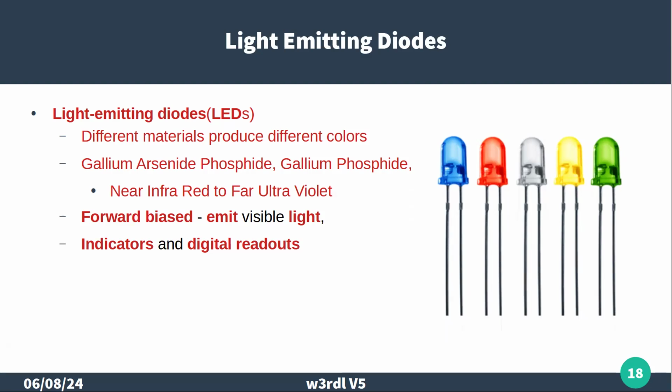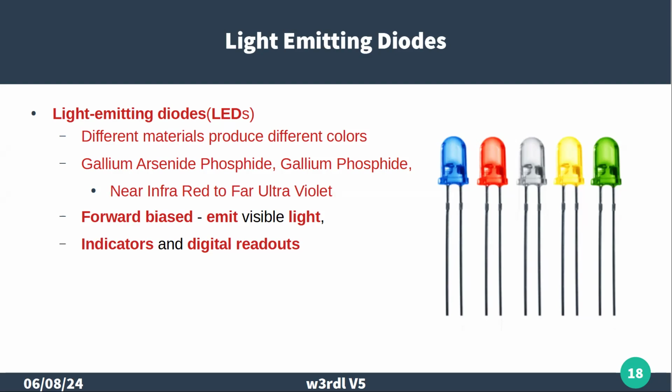But first we're going to talk about light emitting diodes, which is a special type of diode. I think I mentioned before that when free electrons recombine with an atom, they have to release that excess energy, and it's in the form of photons, which have a frequency proportional to the amount of energy.